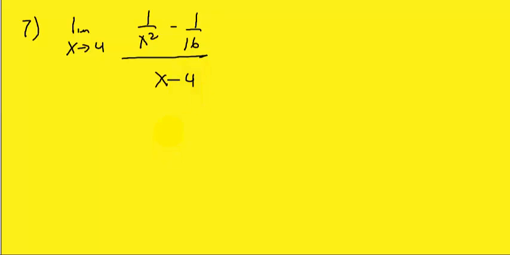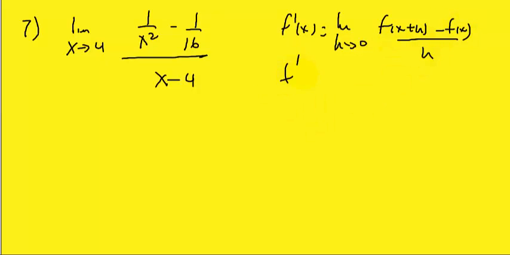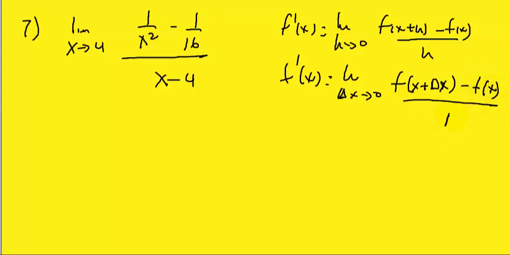You probably do not remember this definition because I went through it. There are 2 definitions for derivative. Well, actually, I'll write 3 of them because sometimes we use delta x. So f prime of x is equal to the limit as h goes to 0 of f of x plus h minus f of x, all over h. That's the definition of derivative. F prime of x is equal to the limit as delta x goes to 0 of f of x plus delta x minus f of x over delta x. That's the definition of a derivative.